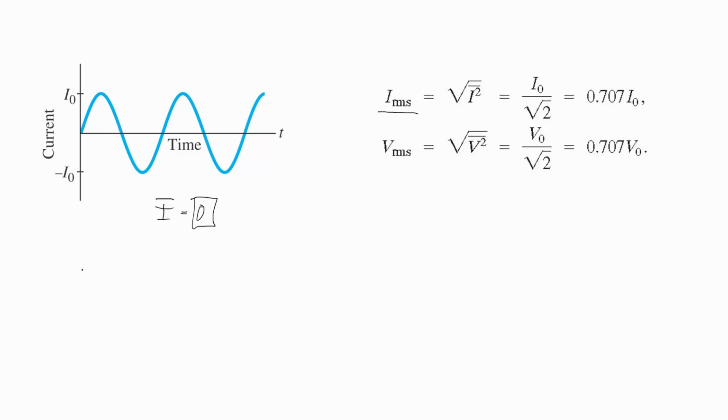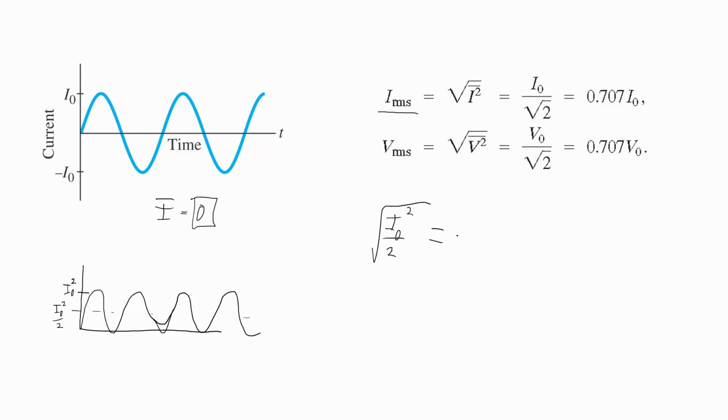Now if we think about taking our current and squaring it, we're going to get a graph just like that power graph, where it's going to go up and do something like this, but it's always going to be positive. That wasn't drawn very well there. And the average right here is just going to be the peak current, the maximum current, squared over 2. So if we then take the square root of that, we've got I naught squared over 2, and square root that, we are going to get I naught over square root of 2.